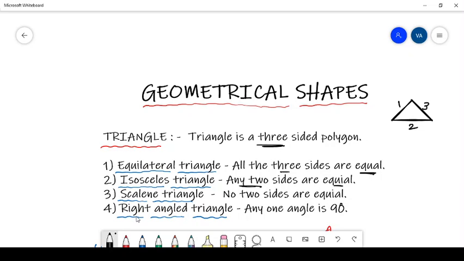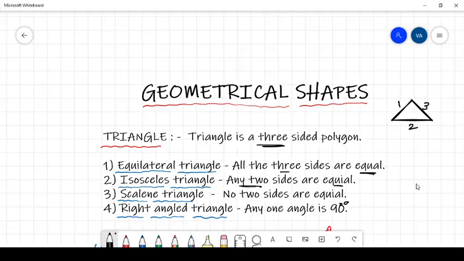Next one is the right angled triangle. Any one angle is 90 degrees. That is called the right angled triangle. Next, look at the shapes.